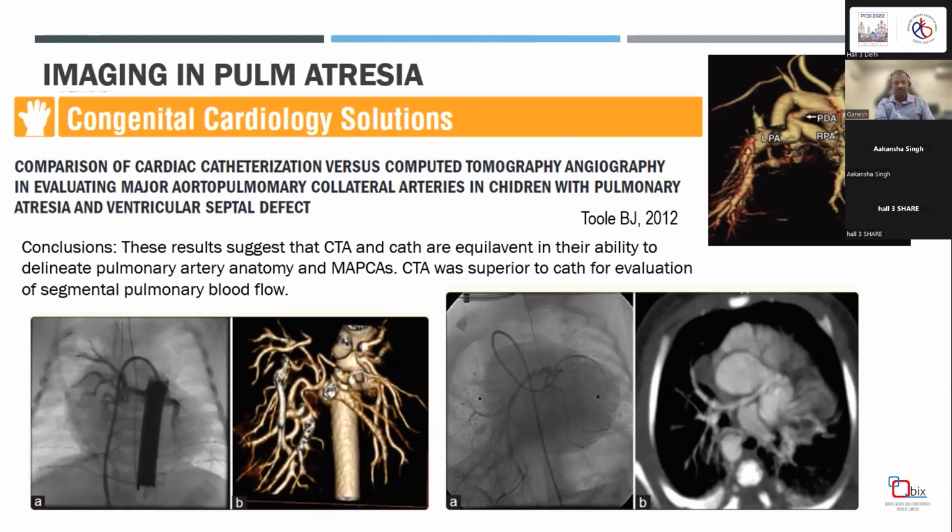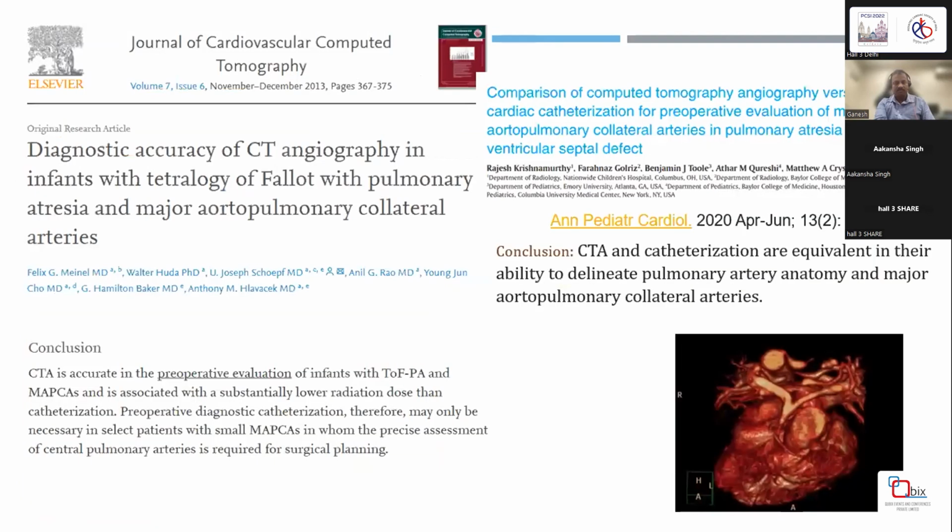So I think this paper says that it is as good as Cath, and there are multiple papers saying the same thing. So CT is accurate for preoperative evaluation in tetralogy, pulmonary atresia, and MAPCAs, and is associated with substantially lower radiation dose. So when you compare the radiation dose of cardiac cath in defining PAs, CT is a little bit lesser. And a similar paper in 2020 says CTA and catheterization are equivalent in their ability to delineate PA anatomy and major aortopulmonary collaterals.